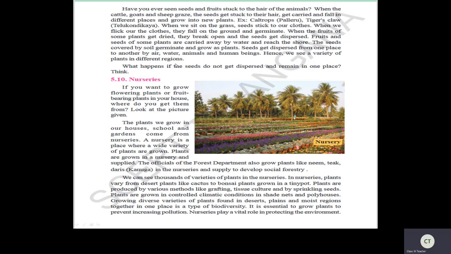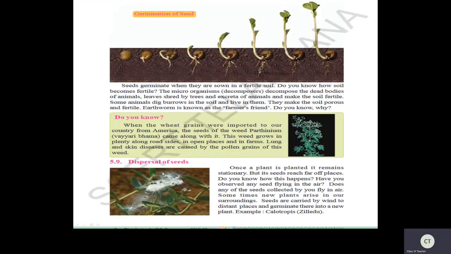Right, children? And we have also seen one weed. See here, we have also seen Parthenium, it's a weed. So which country's weed, children, is this?